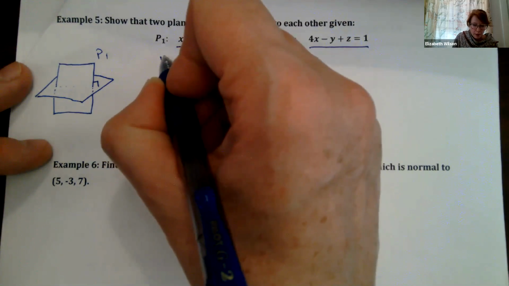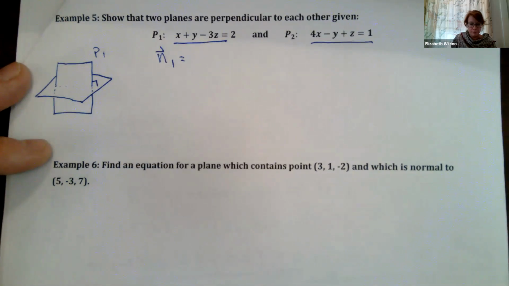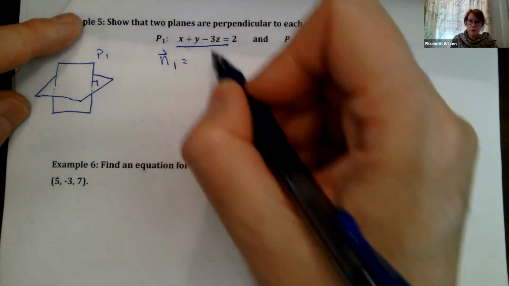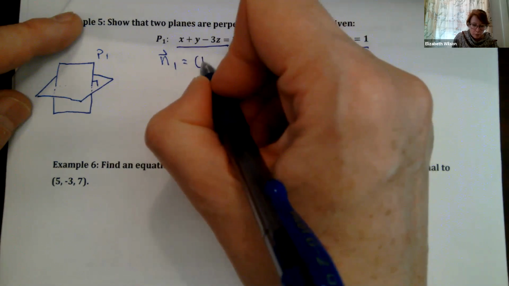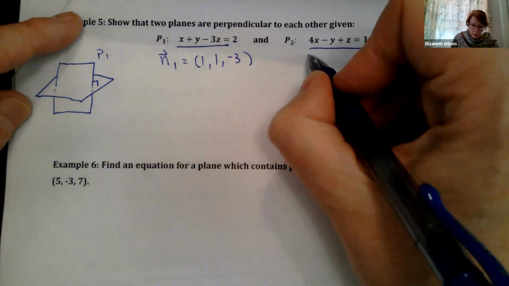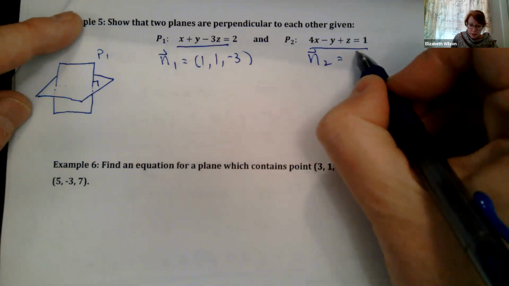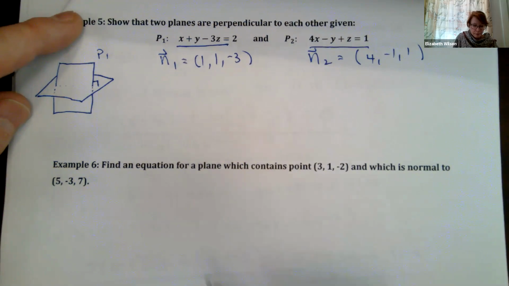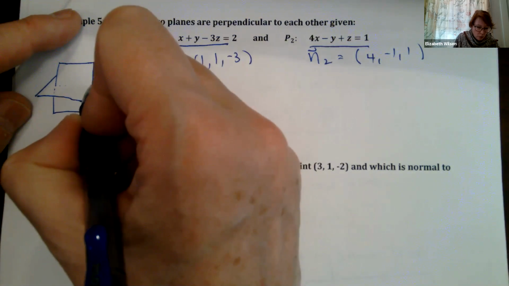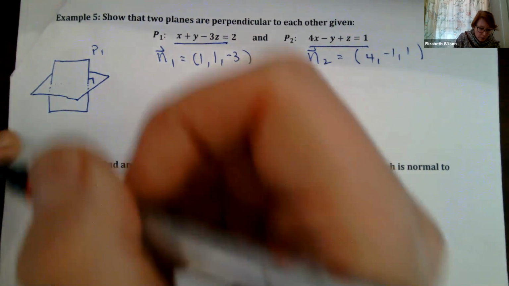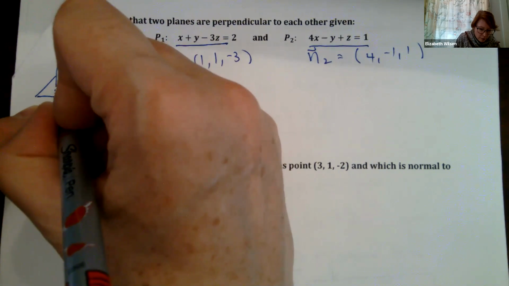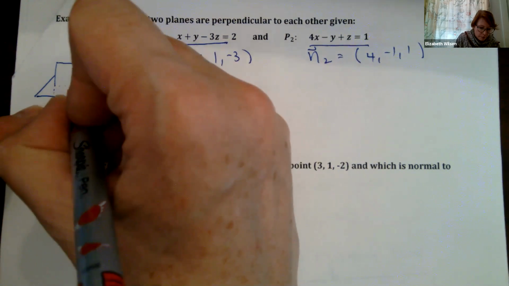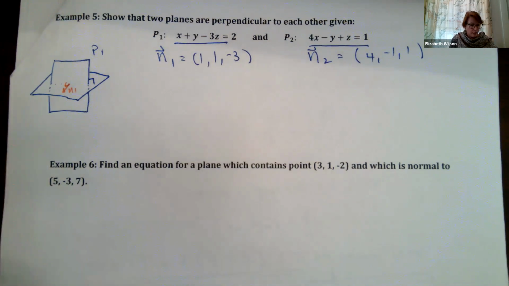So for plane 1, I've got my normal vector, I'll call it N1, which I'm just going to extract. The coefficients for x, y, and z are the normal vector: 1, 1, minus 3. For plane 2, extracting the coefficients, the normal vector is 4, minus 1, 1. Now, if the two planes are perpendicular, that must mean that I've got a normal vector, let's draw it like this, coming off of here. Let's say this is N1, normal to plane 1. And then I'll have a normal vector coming off of plane 2.